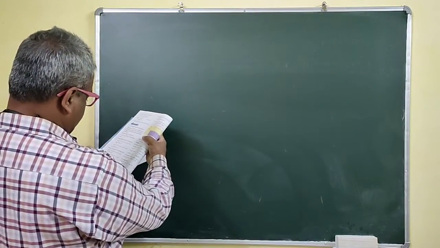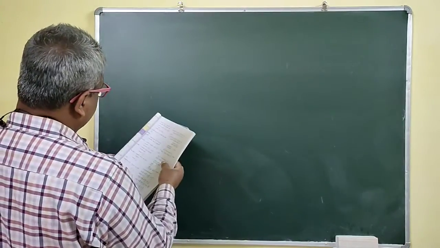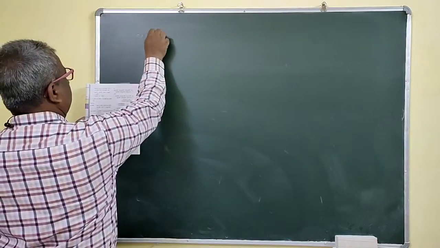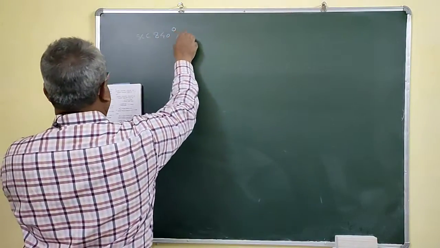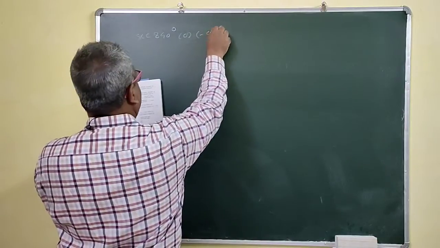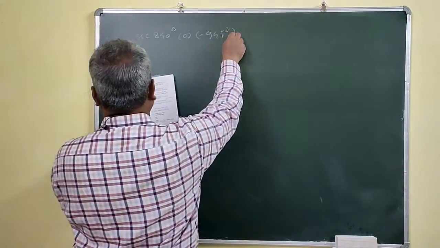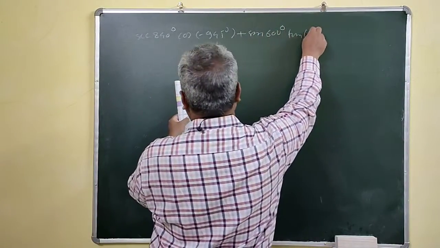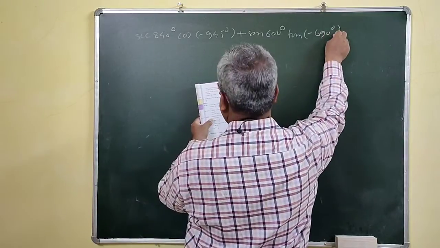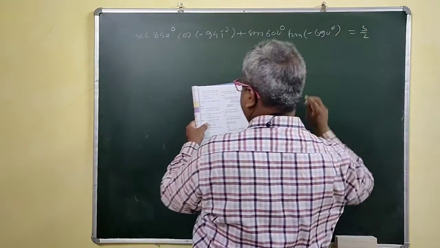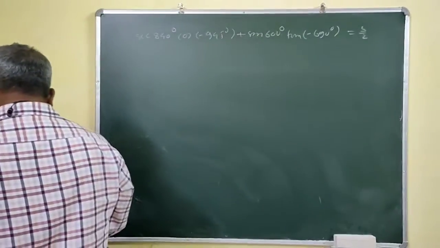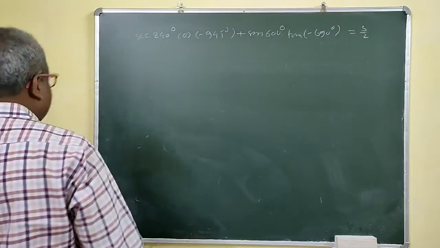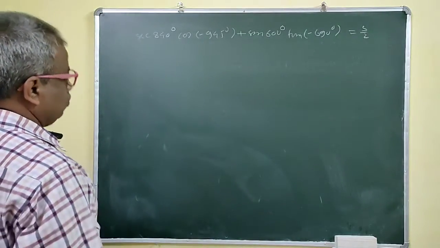Okay, now next, the third one. Show that sec 840 degree cot minus 945 degree plus sin 600 degree tan minus 690 degree is equal to 3 by 2. Okay, so take the solution.